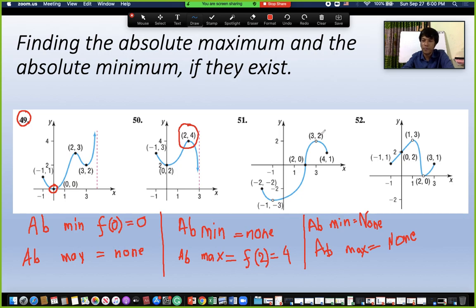That means hole. The 52 number is the same also. I think you can see directly: there is no absolute minimum, and there is no absolute maximum.